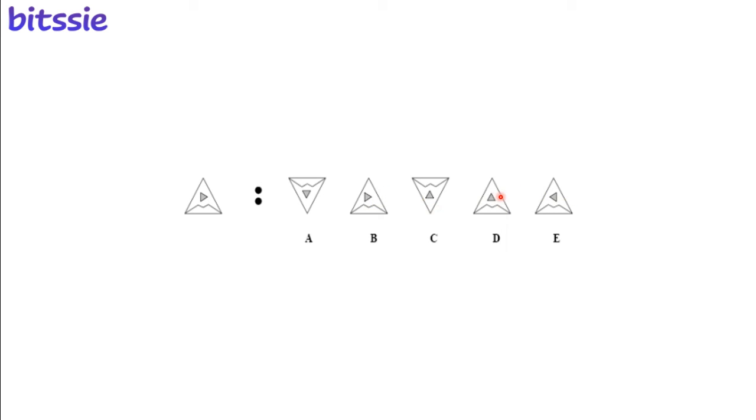And finally, the only difference between B, D, and E is the way the triangle in the middle is oriented. In the original image, the triangle is pointing towards the mirror. In B, it's pointing away. In D, it is pointing up to the bottom left and to the bottom right. And in E, it is pointing towards the mirror. So the answer is E.